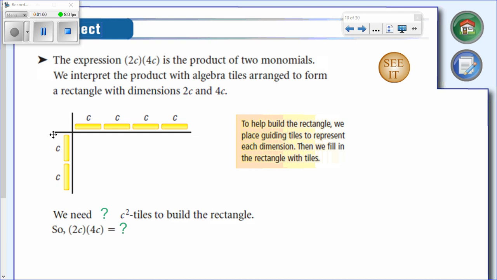Right, so we have 2c and 4c. Okay, so those are the dimensions. So to find the product, we need to fill in that rectangle. What's it going to have in there? Well, it's going to have a bunch of c squared tiles. Let's see what it looks like. 1, 2, 3, 4, 5, 6, 7, 8 c squared tiles to build the rectangle. So 2c times 4c is 8c squared.